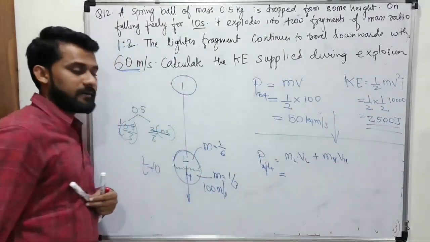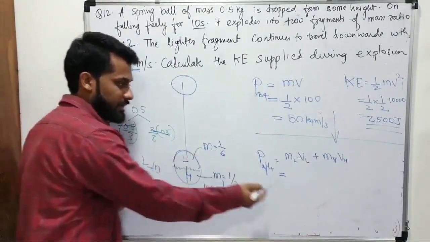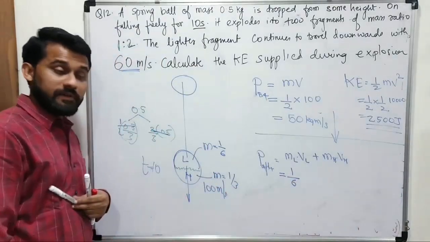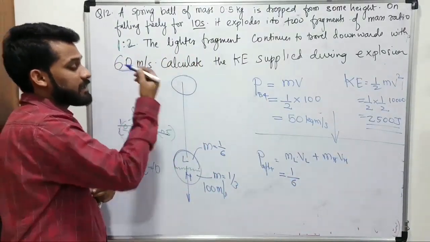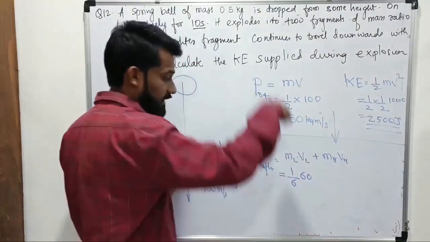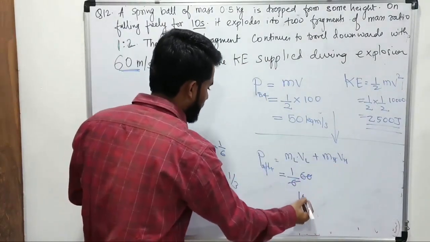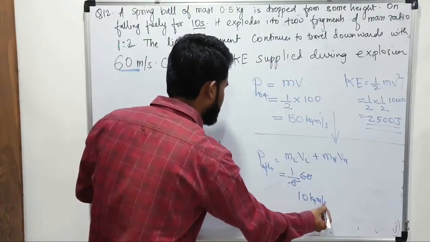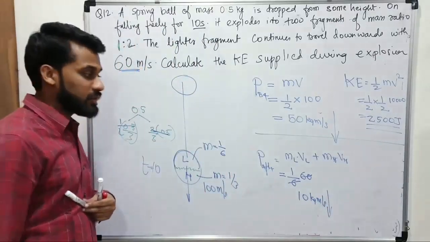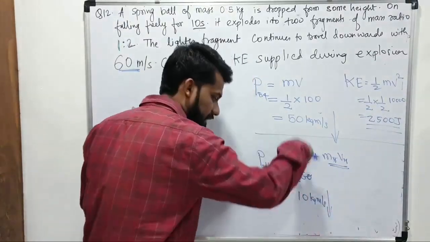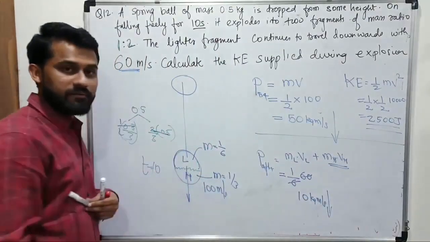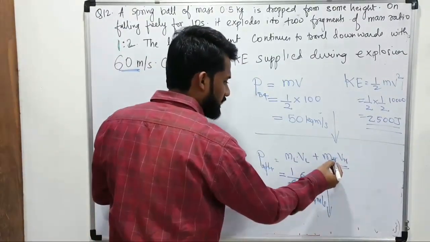So, what is the mass of the lighter particle? It is 1 by 6 into what was the velocity? The velocity is given. The lighter particle moves with 60 in downward direction. So, momentum is 10 kg meter per second. In which direction? Downward. So how much should this one be? It should be 40. This is 10, so this should be 40 to make it 50.